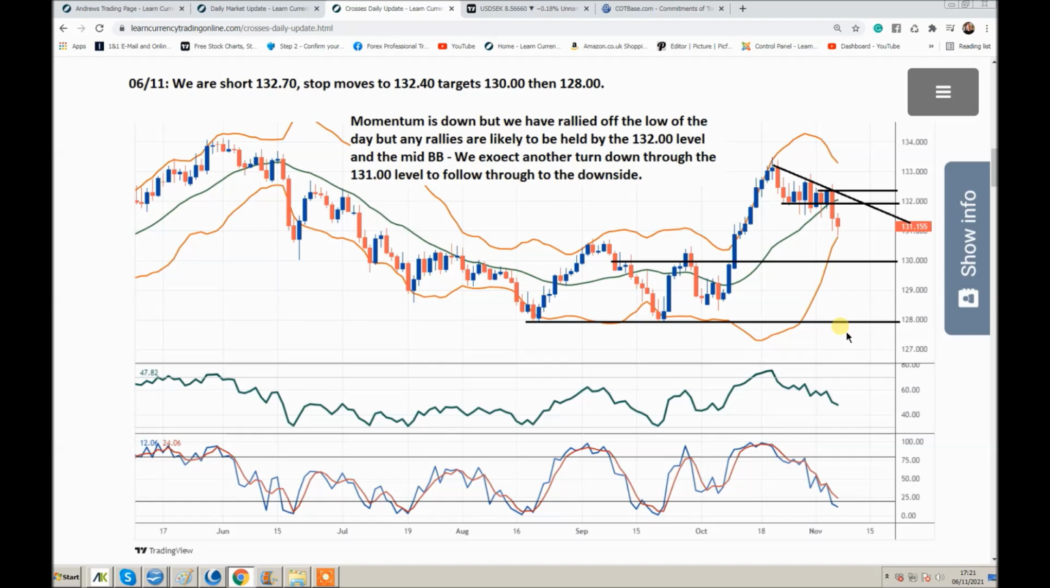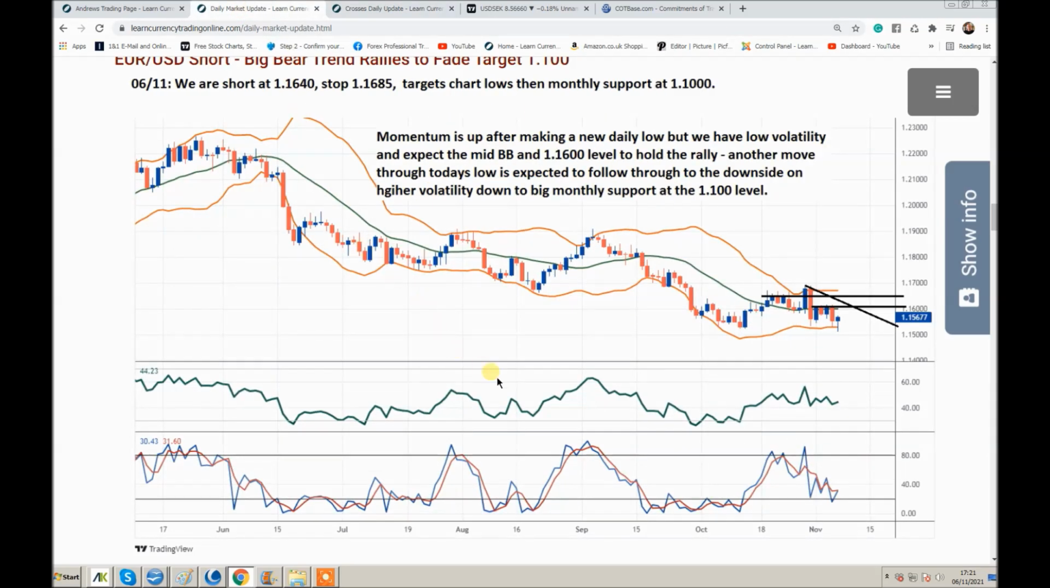Now in terms of the euro, I'm just going to show you Euro USD. I've done numerous videos on the euro. We haven't changed our view for a long time. We just think it's going down. We did make a new low on Friday. We came back up, although there's very low volatility. We think we're going to break down again.